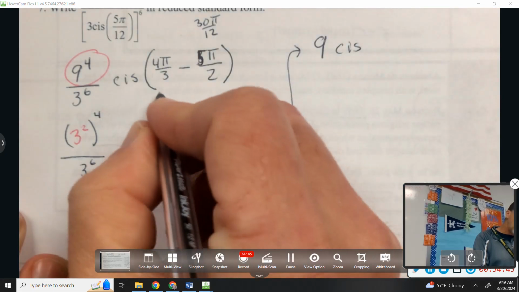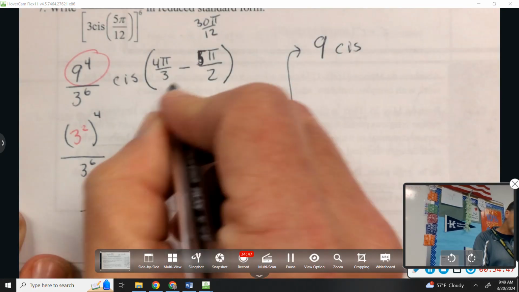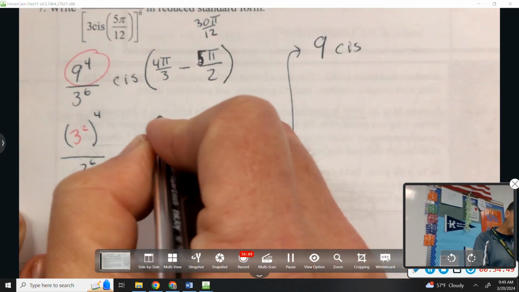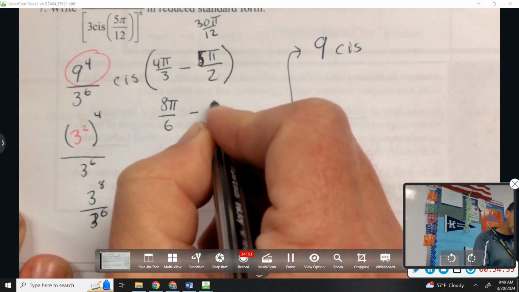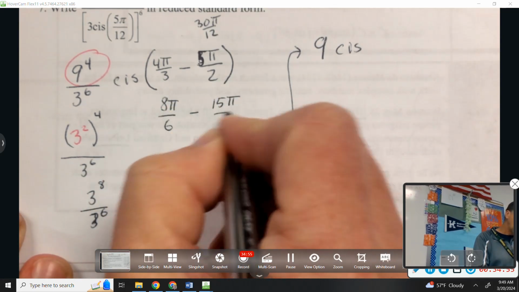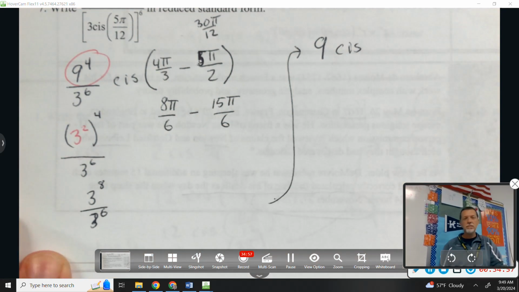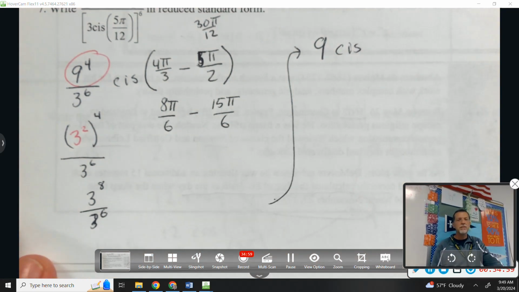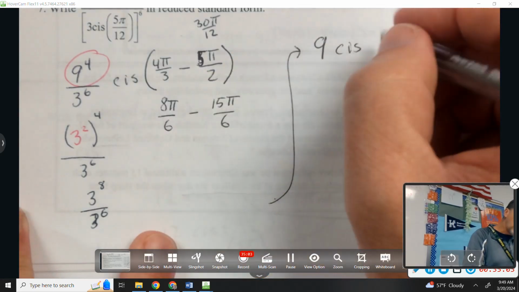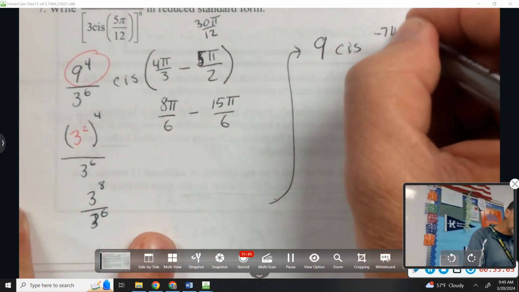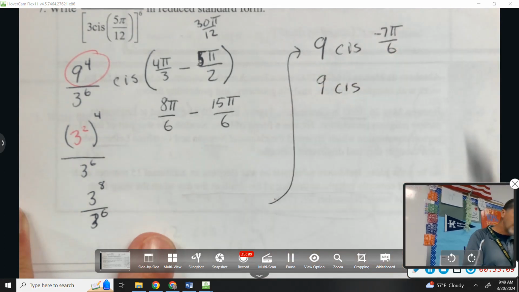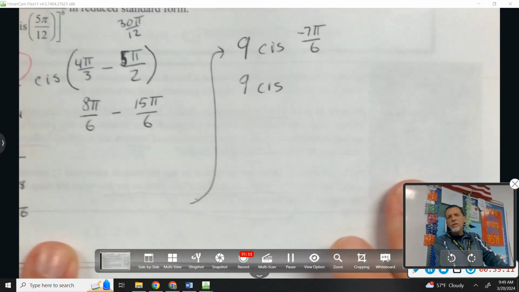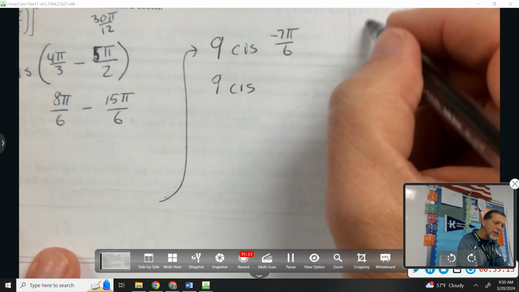Cis, let's see, 4/3 minus 5/2, that would be 8/6 minus 15/6. Yeah, I think. 8 minus 15, that I can do. Negative 7π/6.